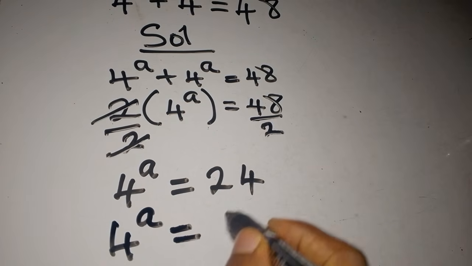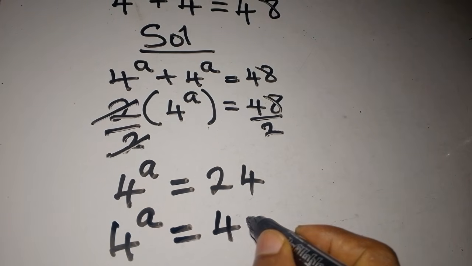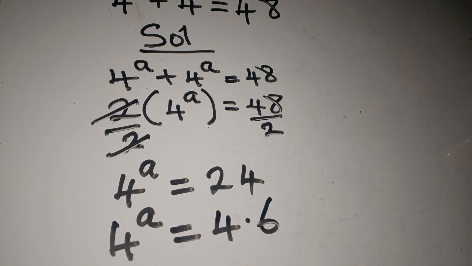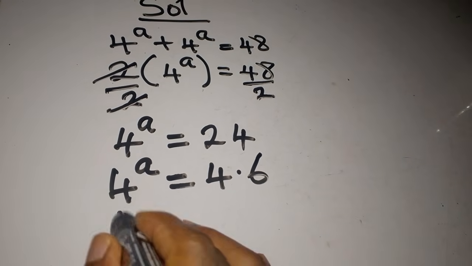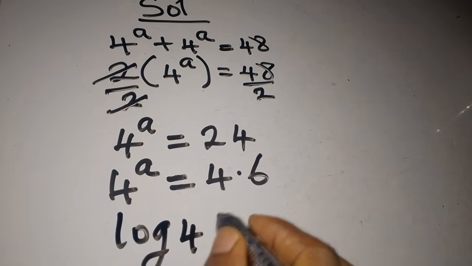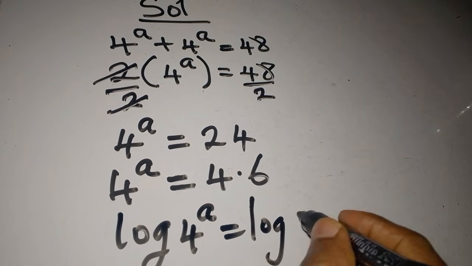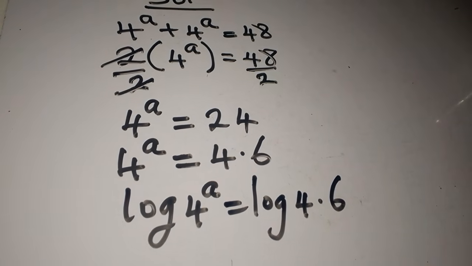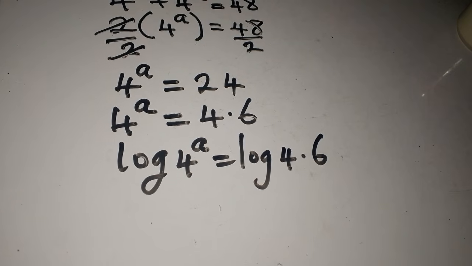But before taking the log, break your 24 into 4 times 6. Okay, so now we can take the log to be easier for us. As we say, the log of 4 to the power of a is equal to the log of 4 multiplied by 6. And from here, we'll start applying some laws of logarithm.